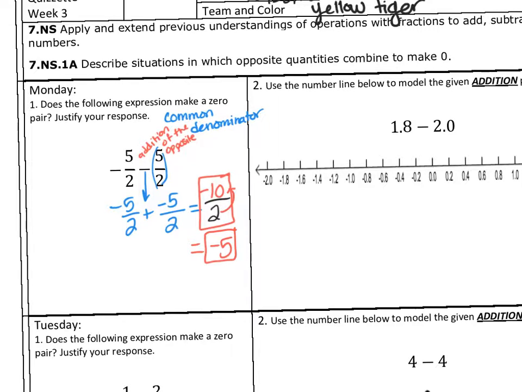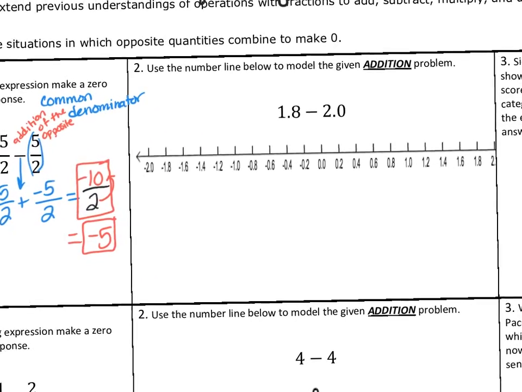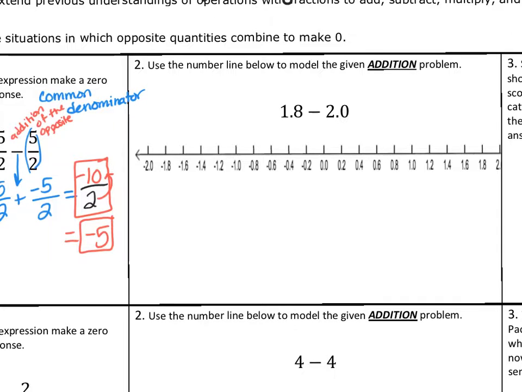Thank you for writing all of this down on your Quizzette. Number 2 says, use the number line below to model the given addition problem. So it has the word addition there, but you clearly do not see addition. You see 1.8 minus 2.0. So that implies that you know that you have to change it to the addition of the opposite. So I'm going to change 1.8 minus 2.0 to 1.8 plus negative 2.0.